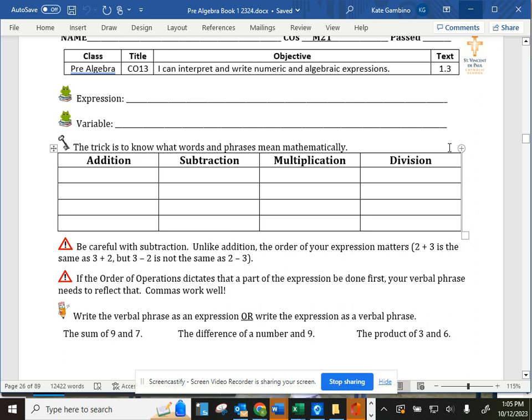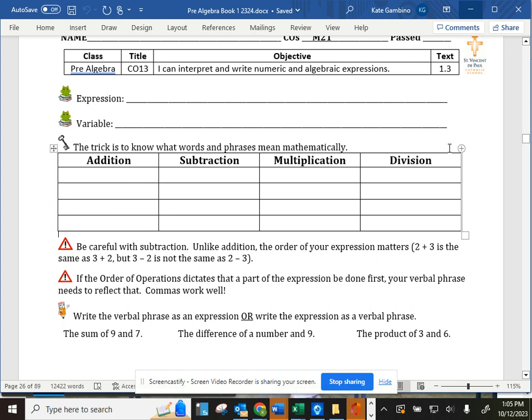Good afternoon. Today we are starting Unit 3 with CO13. I can interpret and write numeric and algebraic expressions. Now we're starting to get into the meatier stuff. I love algebra. It's my favorite. So I love teaching about those algebraic expressions. So let's see what these vocab words mean.